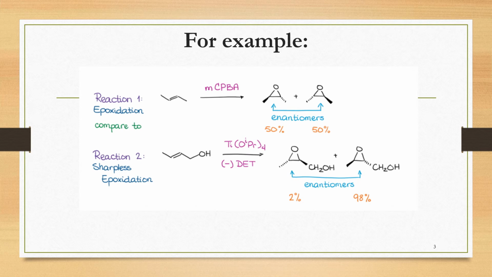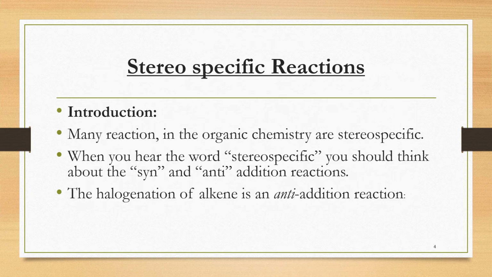When the stereochemical relationship between the products is diastereomeric, we call such a reaction diastereoselective. Stereospecific reactions are very common, and we can say that all the reactions that occur in organic chemistry are stereospecific. When you hear the word stereospecific, you should think about syn and anti-addition. Taking an example, halogenation of an alkene is an anti-addition reaction.